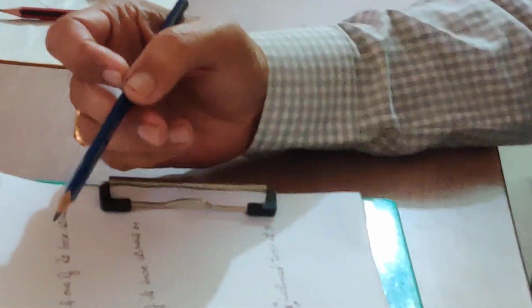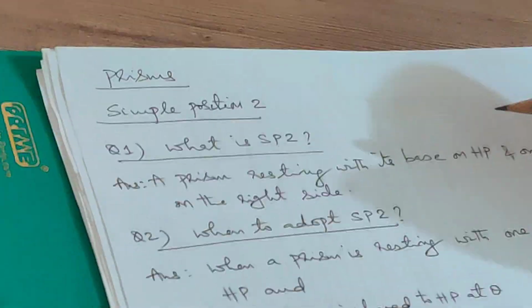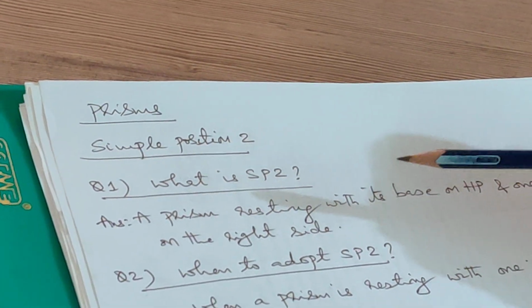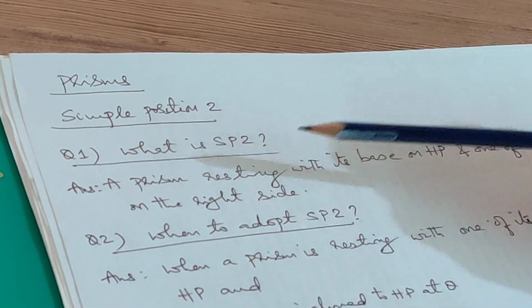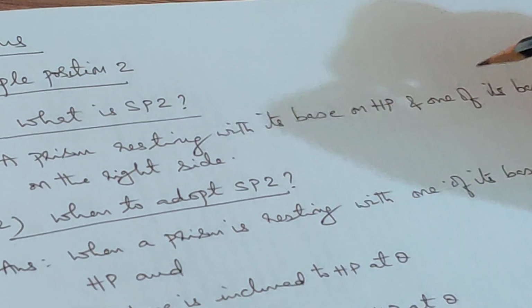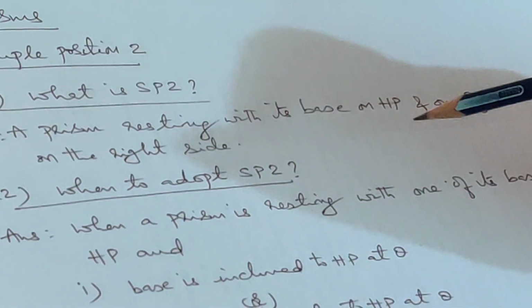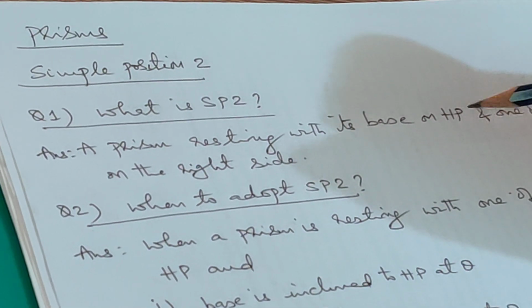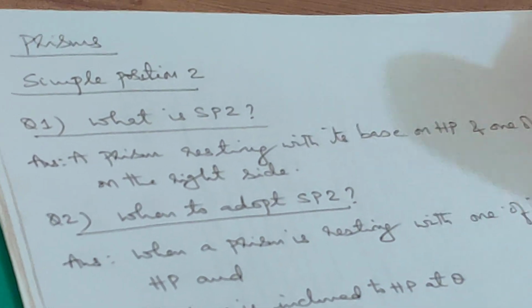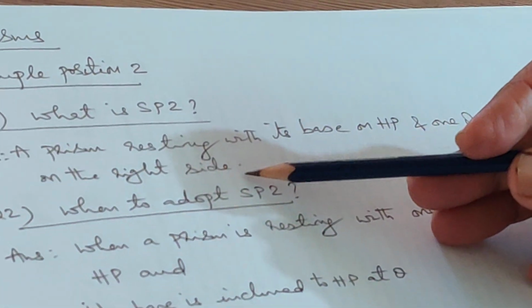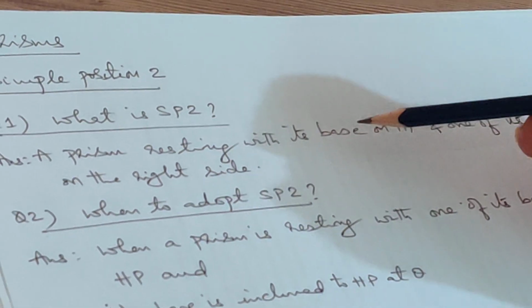So I have written on my sheet here. Let me explain simple position 2. Let us come to the sheet here. Just like in projection of planes, even in projection of solids, what is SP2? The first question: a prism resting with its base on HP, but one of its base corners will be on the right side. In simple position 1, one of the base edges was on the right side. We took it perpendicular to VP. Here we will be taking one of the base corners on the right side. When I demonstrate in the problem, you will understand it better.